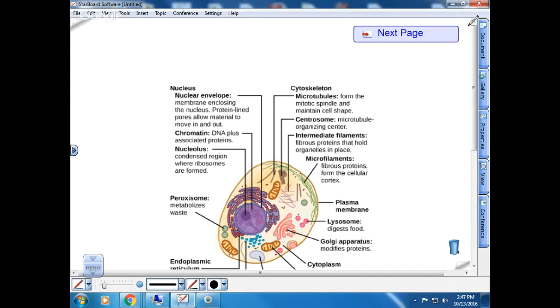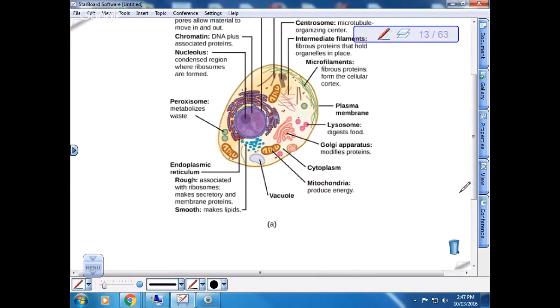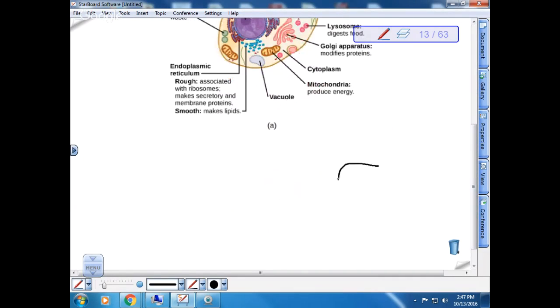Okay, so this is the eukaryotic cell. And you'll notice that the internal membranes compartmentalize it. The big one, internal membrane that you see there, is the nucleus. And so we're going to talk about the nucleus first. So if I were to draw this in my notes, I'd have the outer, this is my eukaryotic cell. This would be the plasma membrane.